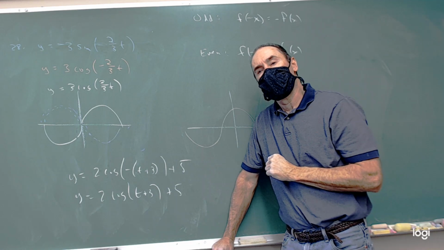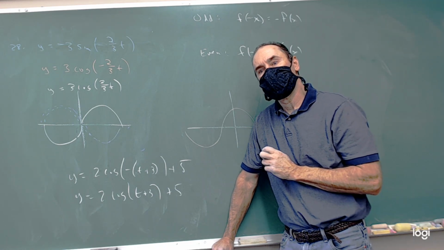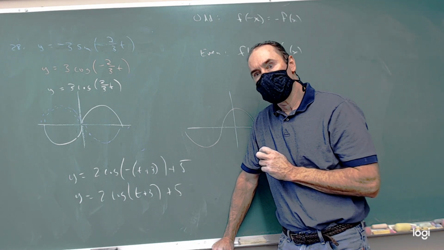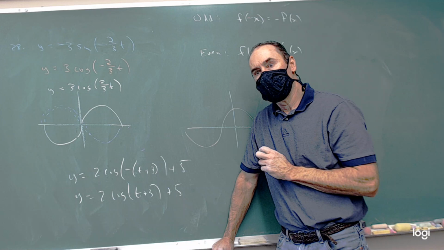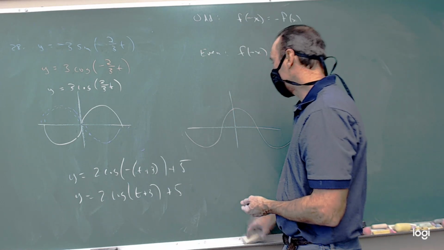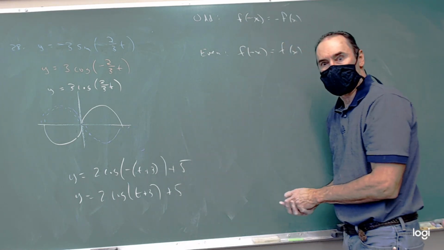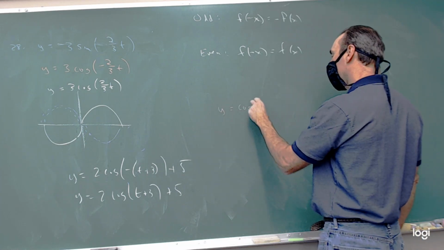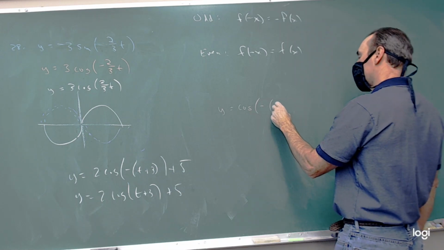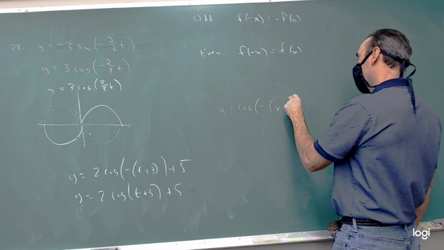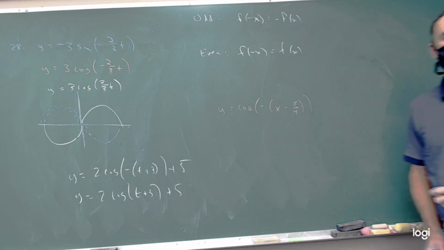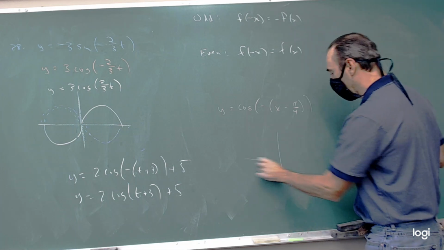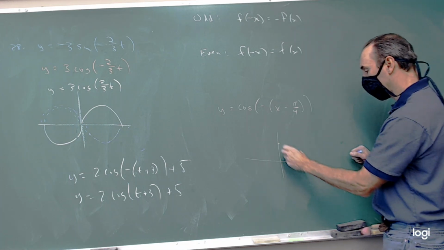But if it's starting not moving upwards but left to right... Okay, let's make it simple. I get what you're saying. So let's not put so much complication. Let's make it say y equals the cosine of the negative of x minus pi over 4. So we'll try to keep it a little bit simple. Okay? So here's our parent function, our cosine curve.